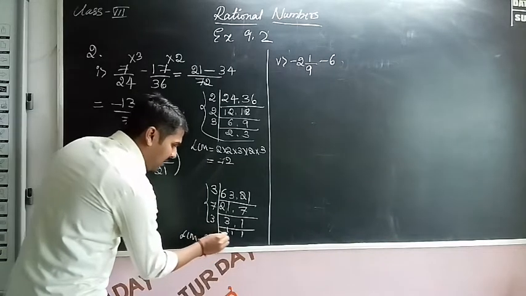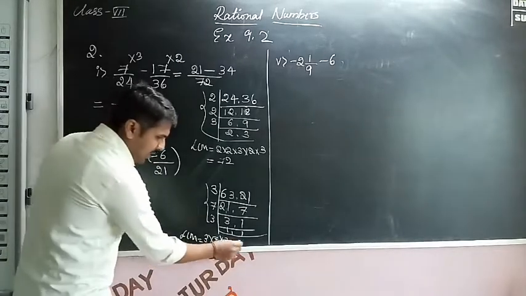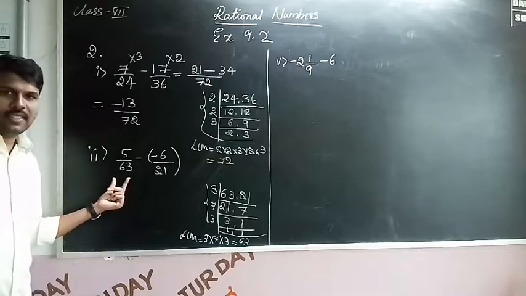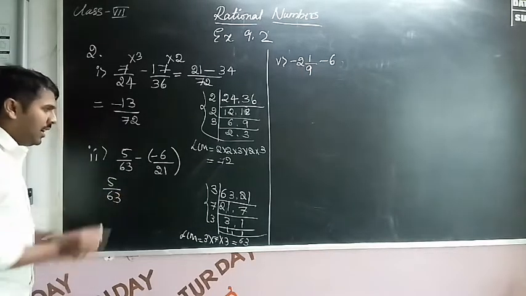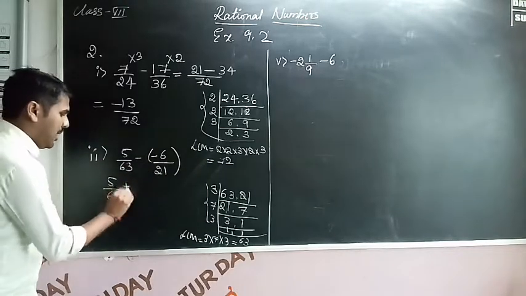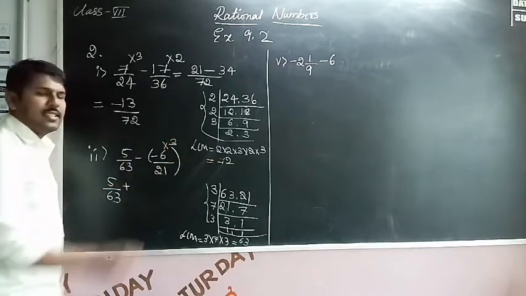So what will be the answer? 3 7s are 21, 21 3s are 63. So here already 63 is there. Okay, so keep it as this 63, and minus into minus is plus. So plus, here 21 is there. 21 3s are 63.